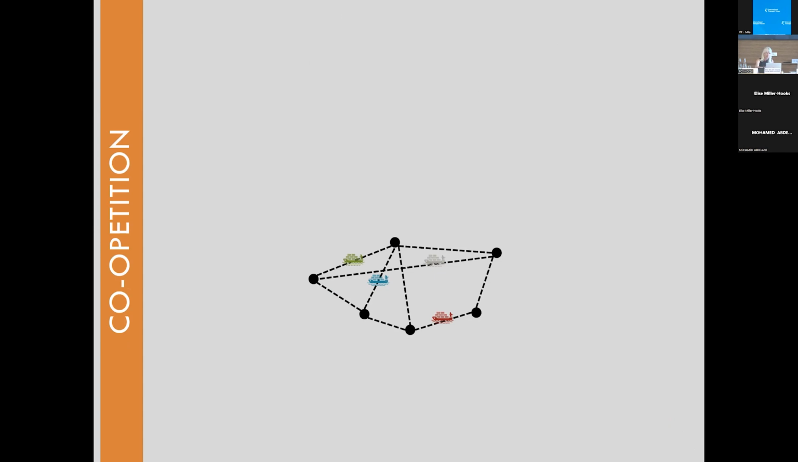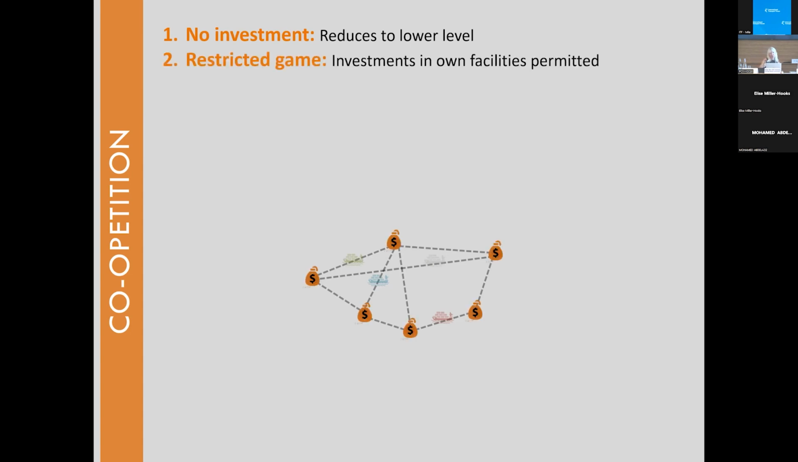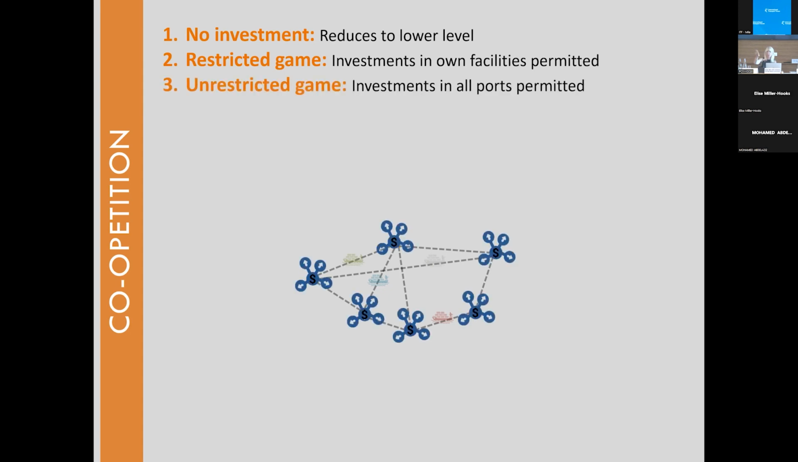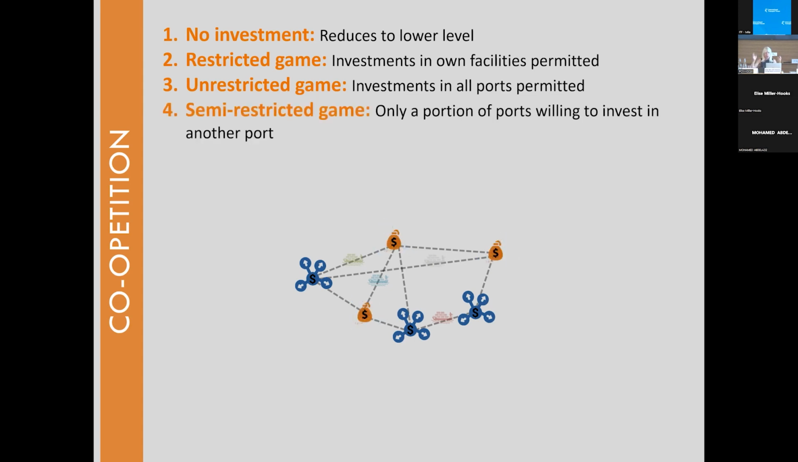Okay, so now the lower level of that problem is the liner shipping problem or market clearing problem. And that means nobody's investing anywhere. So that's just the market moving as it does. Now I can model this as what we call a restricted game, which means all the investments are made in themselves, which is what we've been assuming. Now, I don't know, with PSA having locations in many places, maybe this may even be a way to model something like that. In an unrestricted game, everyone can invest anywhere. In a semi-restricted game, only a portion of the ports will play and some will not play.